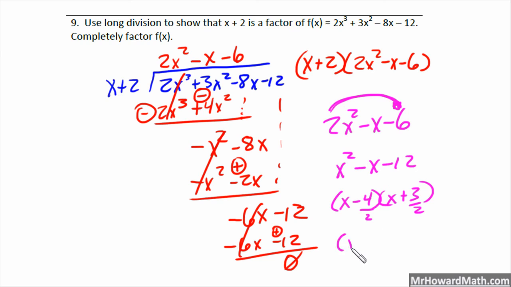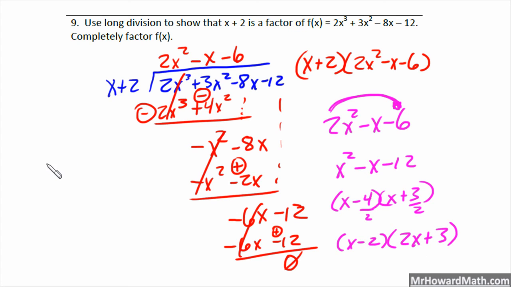So that would be a factor of x minus 2. And then we have x plus 3 halves. We'll fix that fraction by multiplying everything in this parentheses by 2. Shortcut is you just bring that 2 up in front of the x. Either way, you're going to end with a factor of 2x plus 3.